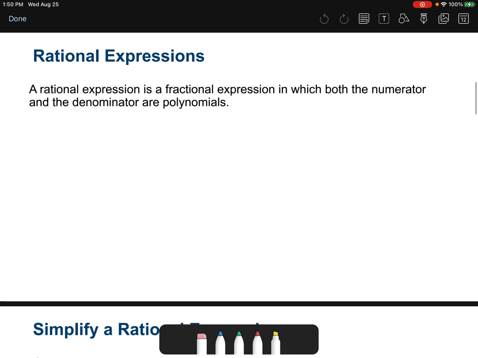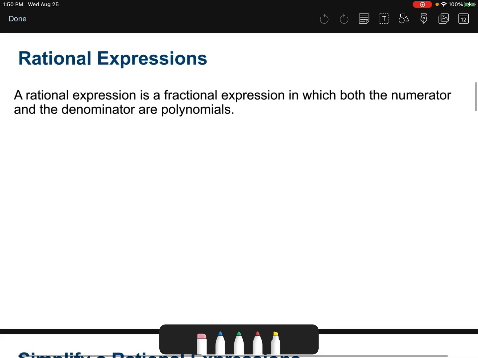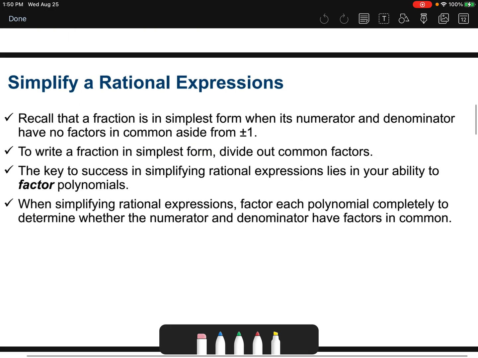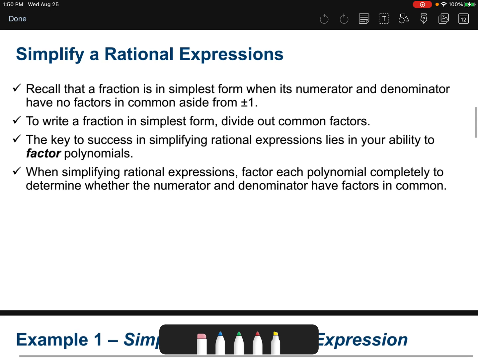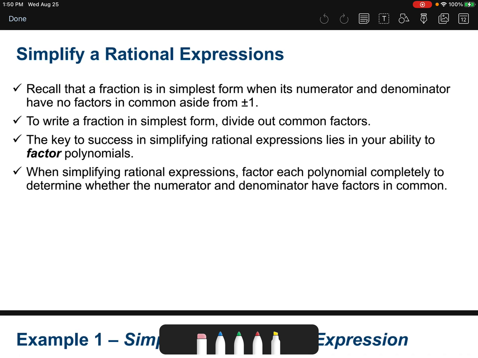So basically, we're going to take a polynomial and put it in a numerator and a denominator. And that's what makes a rational expression. Obviously, you see the term ratio in the word rational, and ratio obviously means fractions. So we're going to write a polynomial divided by a polynomial. Now, recall that when we talk about fractions, it has to be in simplest form, numerator and denominator.